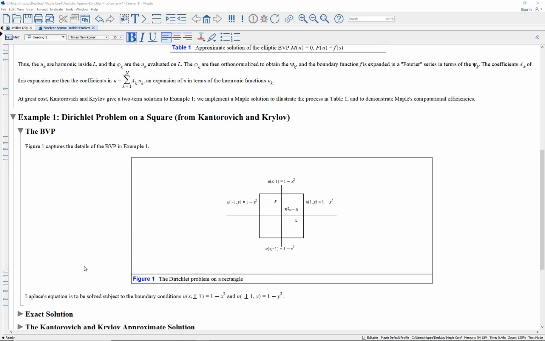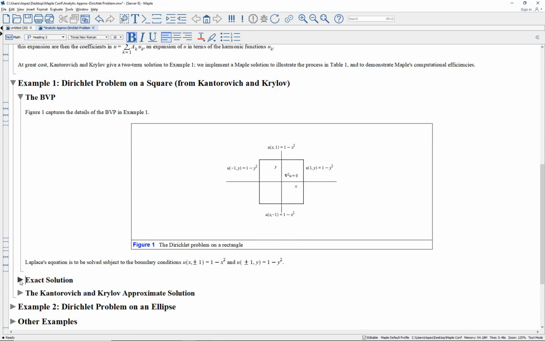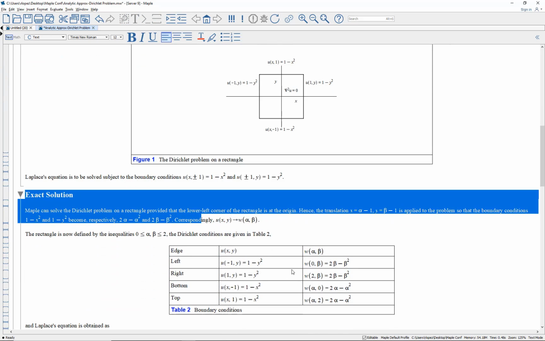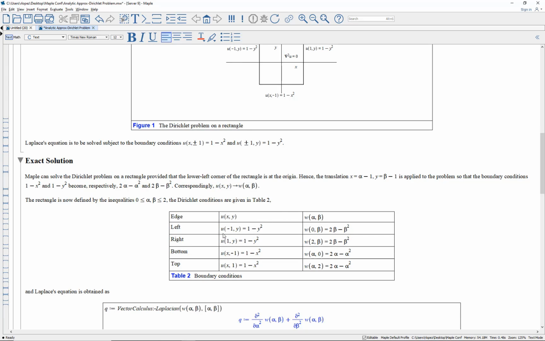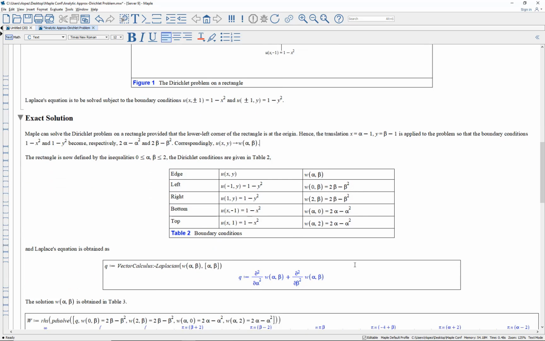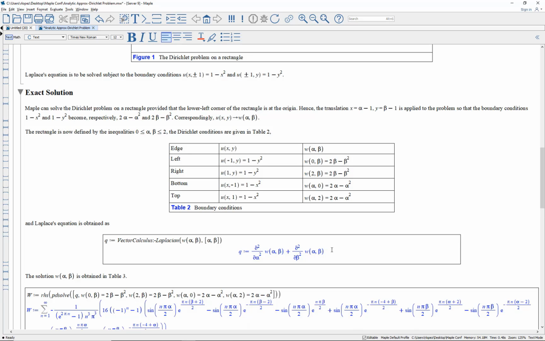Well, Maple can provide an exact solution to this problem, but the square has to be placed in the first quadrant. So that means some shifting. So the edge values become, in terms of alpha and beta, the new coordinates. Here are the transformations that you have to apply, just a linear shift. Boundary data. Here is Laplace's equation.